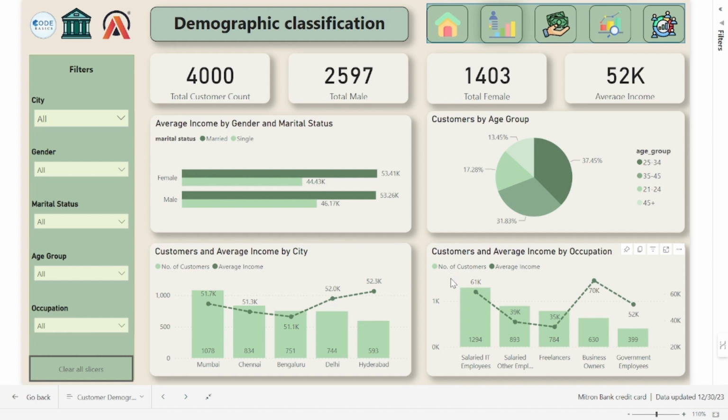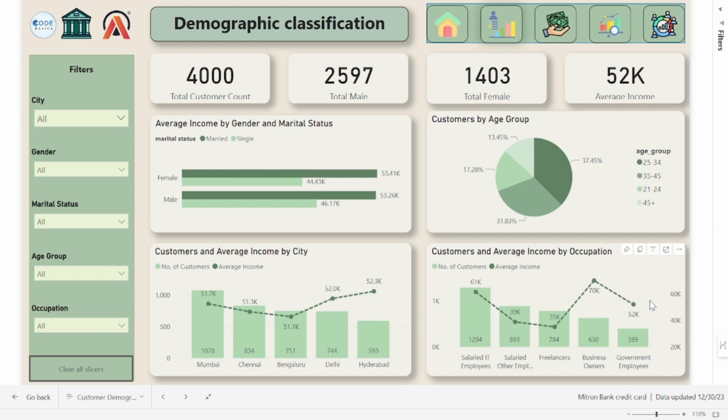And if we come to this chart, we can see that salaried IT employees are supreme in terms of customers and have the second highest average income of 61,000. Business owners have the highest average income at around 70,000, while government employees are at the lower end at approximately 52,000. Knowing which professions our customers belong to allows us to target them with relevant messaging and value propositions.